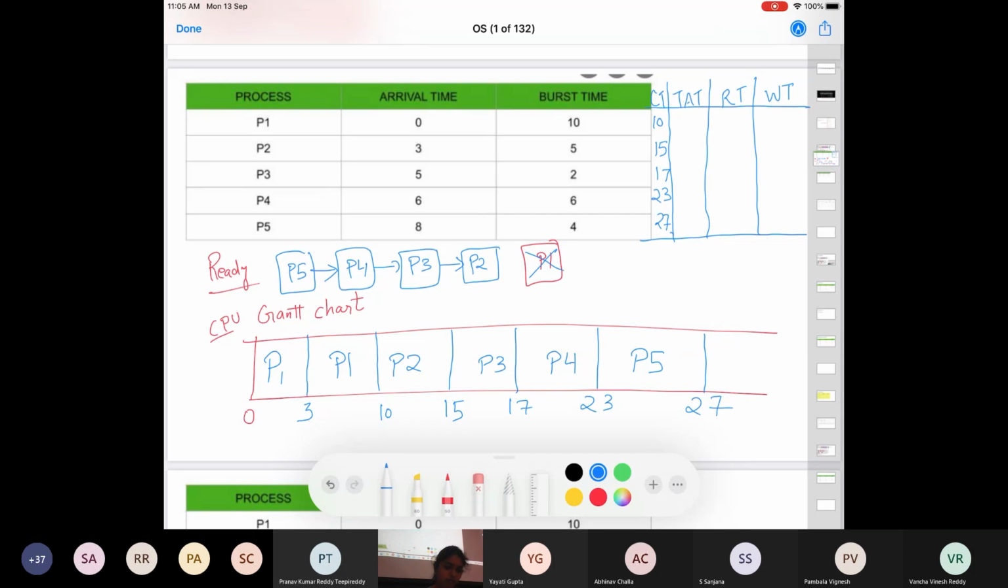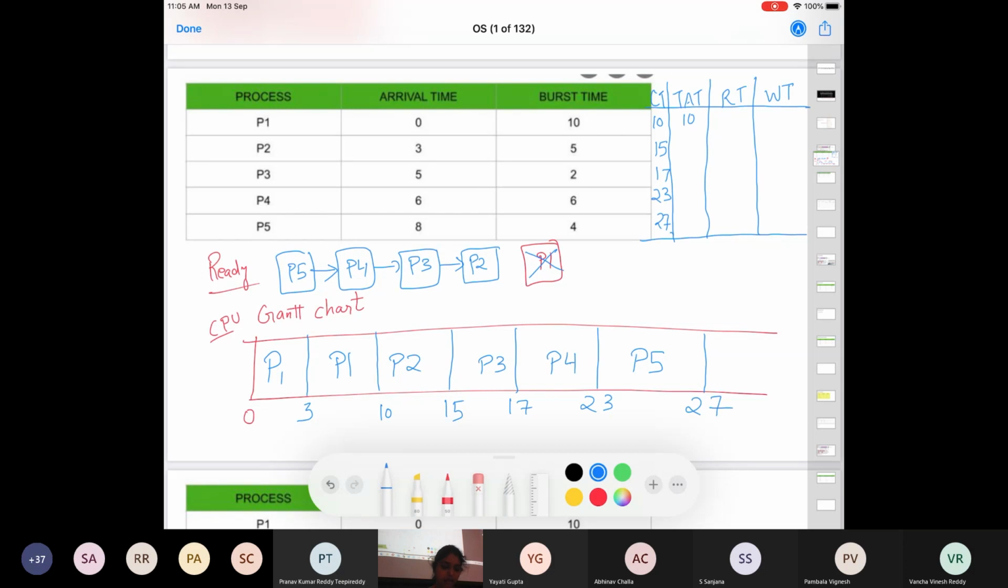So let's look at P1. P1 came at 0 in the ready queue and P1 was terminated at 10, right? So that is the time of its entire life cycle. So for P1, the turnaround time is 10. Okay, what is it for P2? I'll appreciate it if those of you who are attending online can also type your answers in the chat window. So what is the turnaround time for P2?